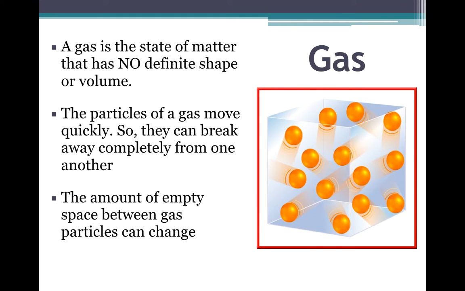The 3rd state of matter is a gas. A gas has no definite shape or volume. This means that they will spread out to fill whatever container they are in. The particles of a gas move quickly, which allows them to break away from each other. The attraction between particles is much lower.